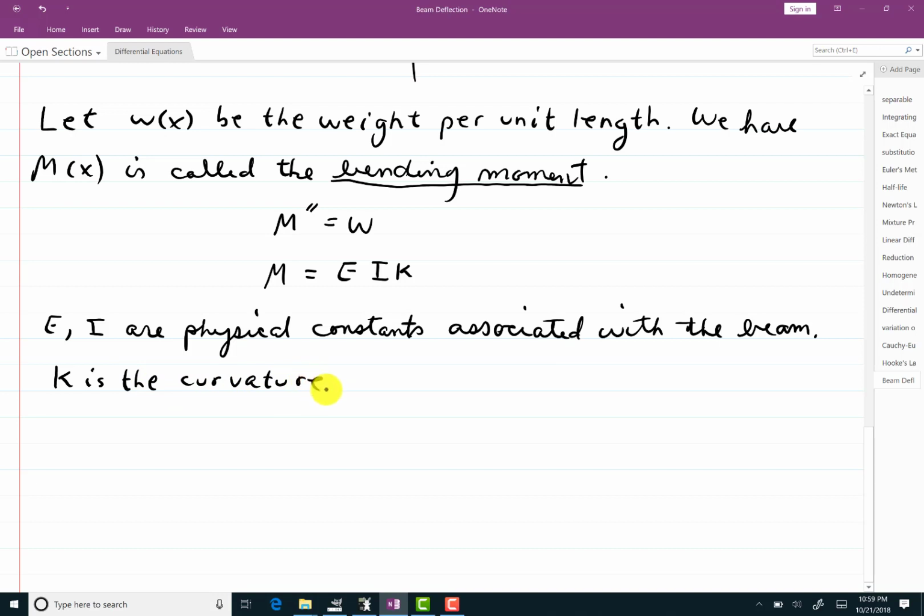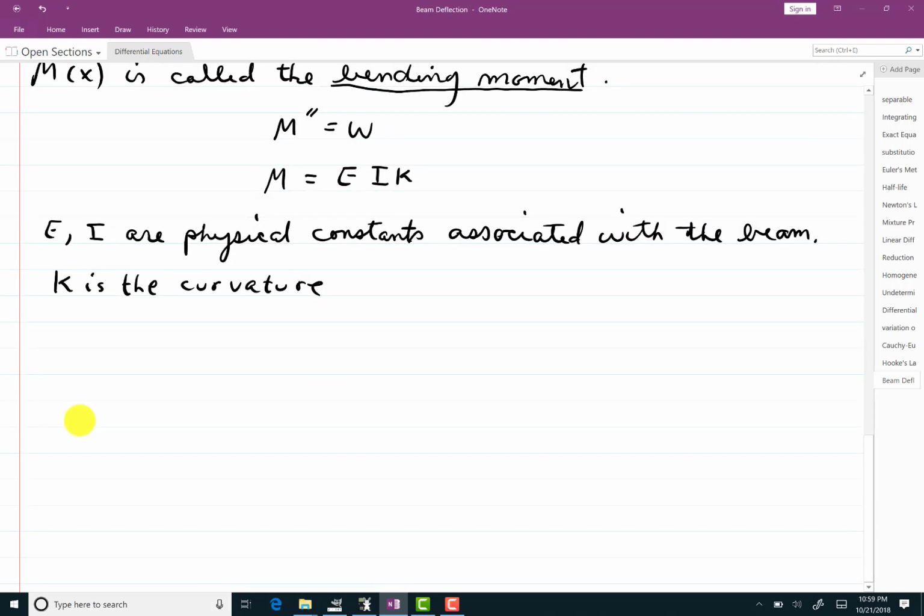This k is actually studied in Calculus 3. You have k equals y double prime all over 1 plus y prime squared to the 3/2.